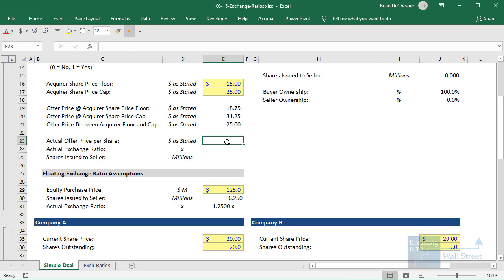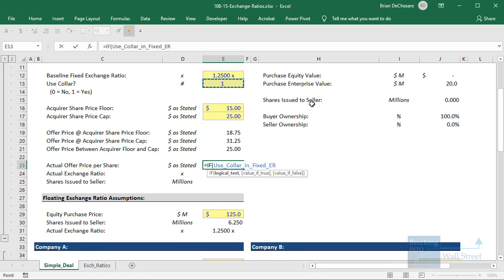And then for the actual offer price per share. So first, let's see if we're actually using a collar. And if we are, so if this equals 1, or I could just write it like this, because if use collar and fixed ER, if that's true, then it'll be 1 and Excel will recognize it anyway. So I'll just write it like that.